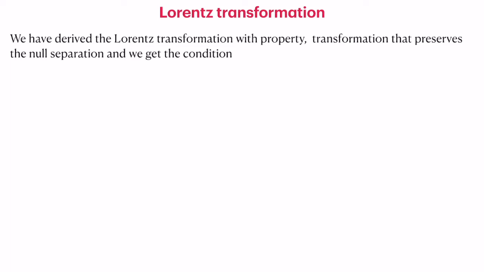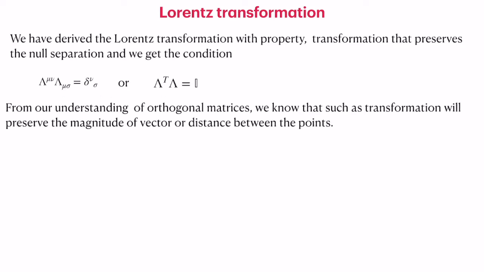Let's see one of the important properties of Lorentz transformation. In the last lecture, we have seen Lorentz transformation is mainly coming because of preservation of velocity of light, or what we call is if the event is null separated, then it is null separated in all inertial frames. So this is one of the conditions we have used, and we have obtained the important property that the Lorentz transformation satisfies lambda mu nu, lambda mu sigma is equal to delta nu sigma, or in terms of matrices, lambda transpose into lambda is equal to 1, which is a property of orthogonal matrices.